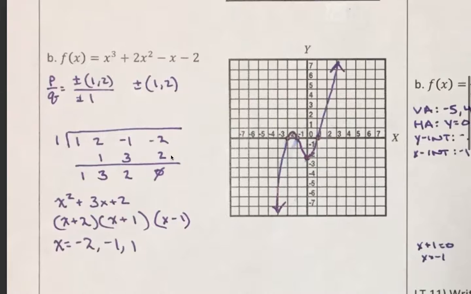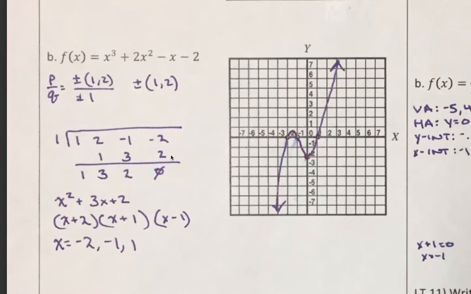For part B, you're looking at graphing a polynomial on your own. And so the key points that you need to have here are the x-intercepts and the y-intercepts.